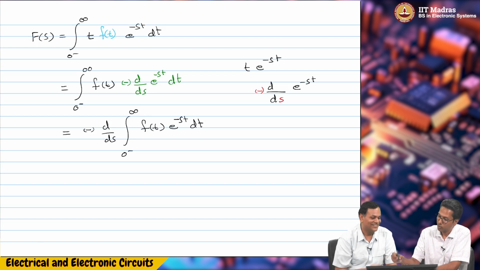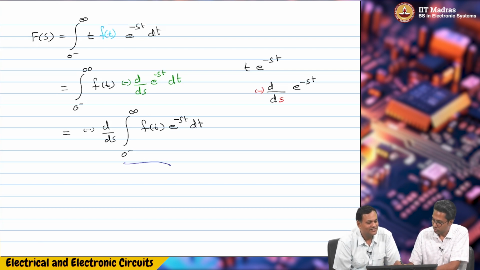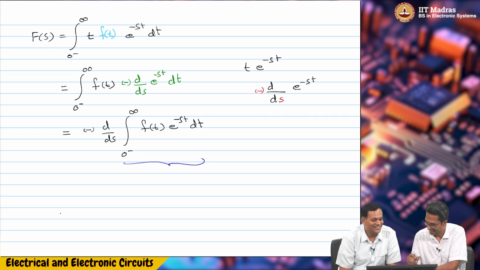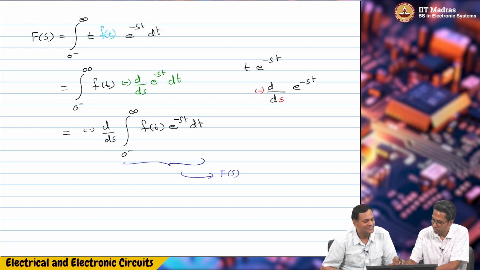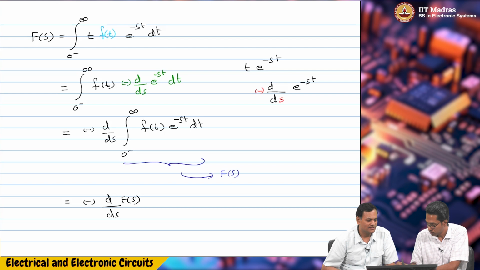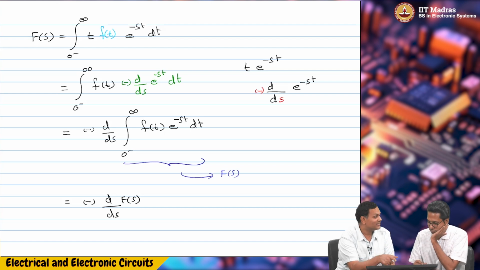of the integral from 0 minus to infinity of f of t e power minus st dt. This we know. This is f of s, capital F of s. So this is minus d by ds of F of s.